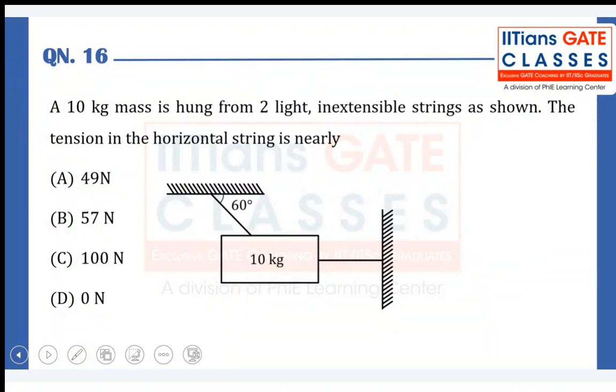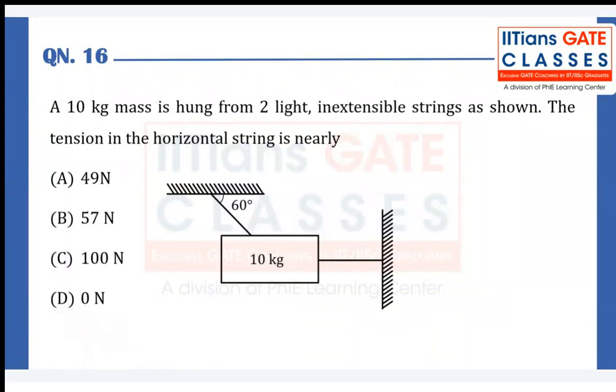Coming to the next question. We have a 10 kg mass hung from two light inextensible strings as shown in this figure. The tension in the horizontal string is nearly.